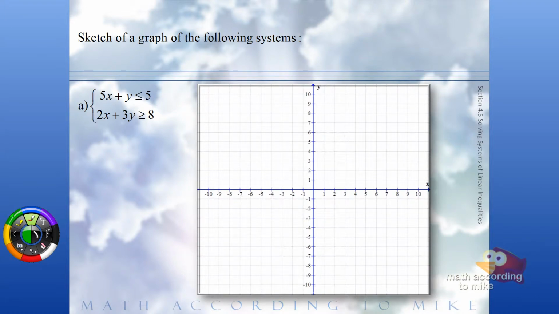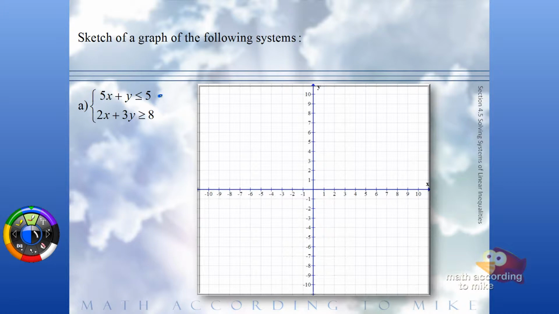Section 4.5 is just a continuation of the previous one, except instead of having one inequality, you have a bunch. But again, the process is draw your line, shade, go to the next line, draw your line, shade. Do not draw all your lines and then do all your shading, because it's not going to be a good time.